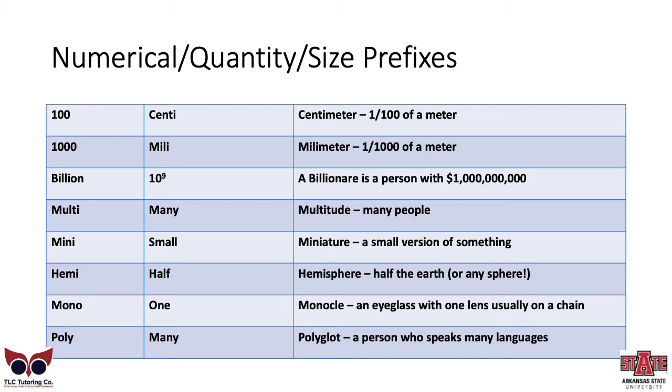Multi means many. A multitude is a group of many people. Mini means small. Miniature is a small version of something. Hemi means half. A hemisphere is half the earth, or of any other sphere. Mono means one. A monocle is one eyeglass lens, usually on a chain. Poly means many. A polyglot is a person who speaks many languages.